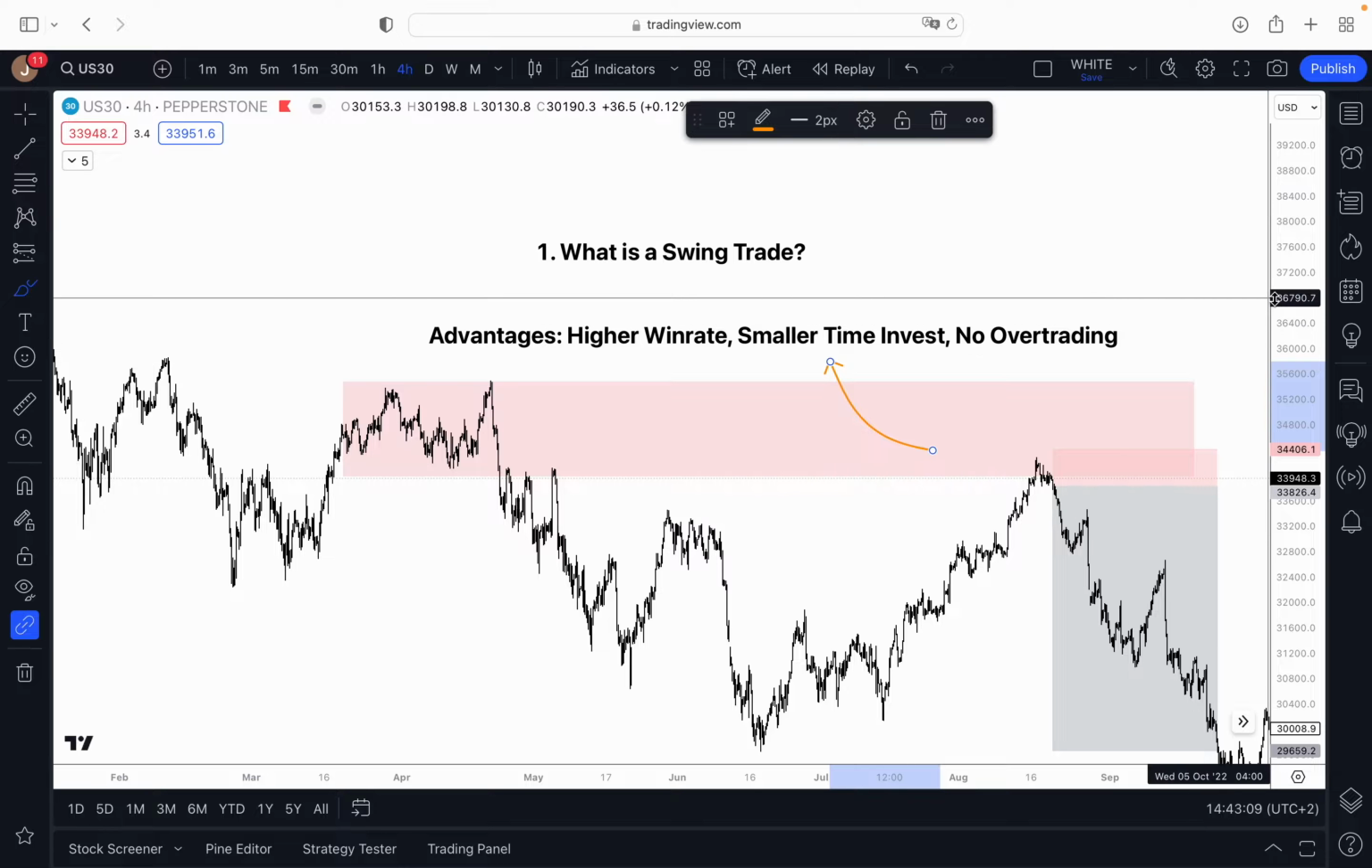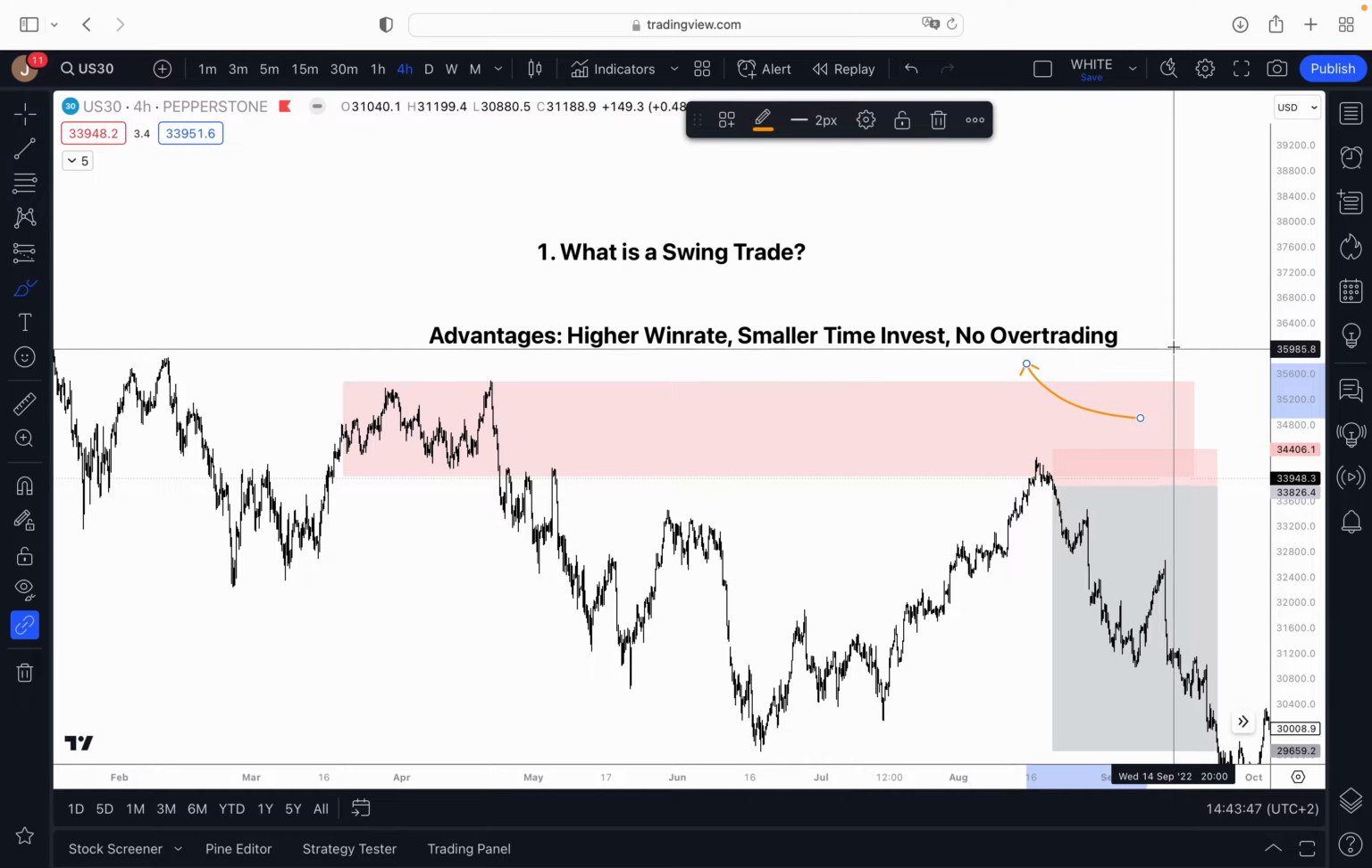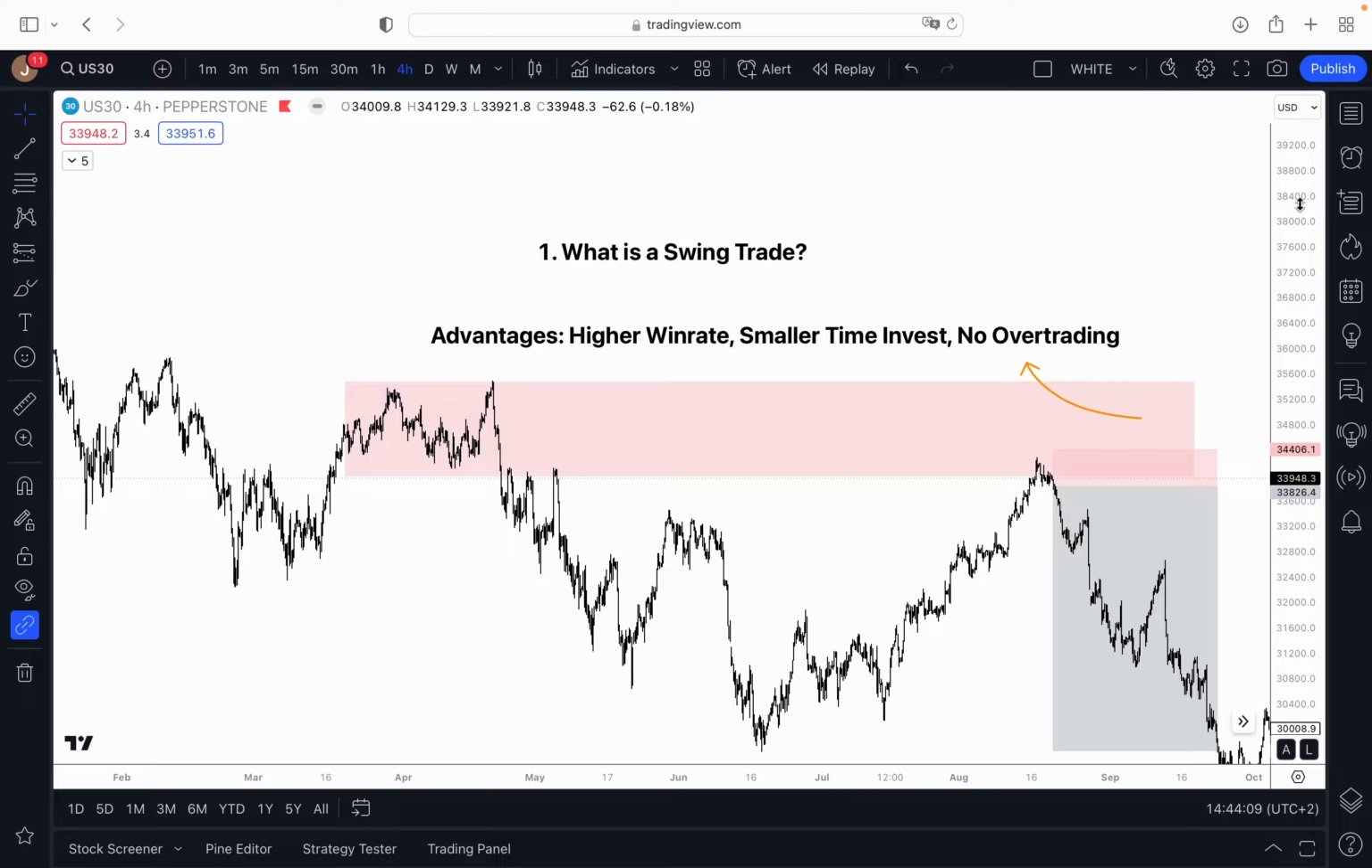You will have a smaller time investment because you won't trade the whole day like a typical day trader. You search for trades on the 4-hourly or daily time frame. You will set some alerts, and if the price comes into this zone, then you will search for a trade. And you will have no overtrading because you are not in front of your screen the whole time. You won't search for trades that are not worth taking. You will just search for the best trades and the best risk reward ratio. And you can do it in a 9 to 5 perfectly.